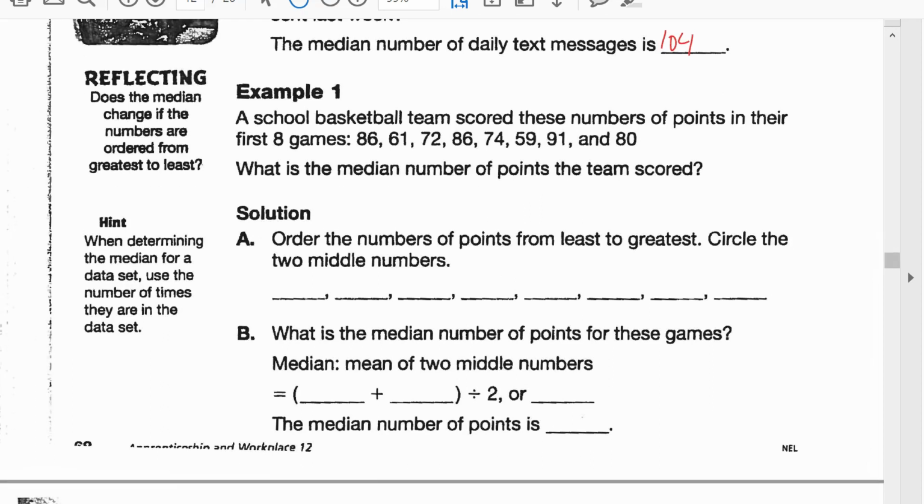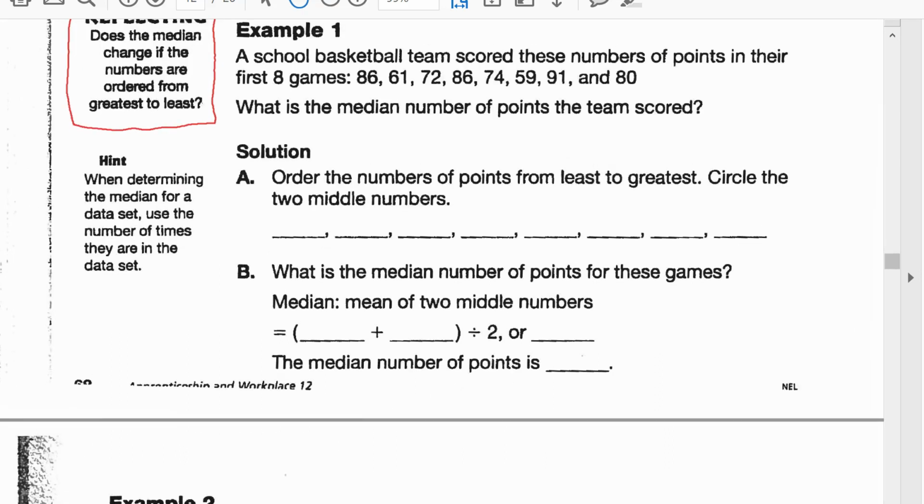Example 1, we have a school basketball team that scored these numbers of points in their first 8 games. What is the median number of points the team scored? And reflection, does the median change if the numbers are ordered from greatest to least? No, it shouldn't. Hint, when determining the median for a data set, use the number of times they are in the data set. Okay, so order the numbers from least to greatest.